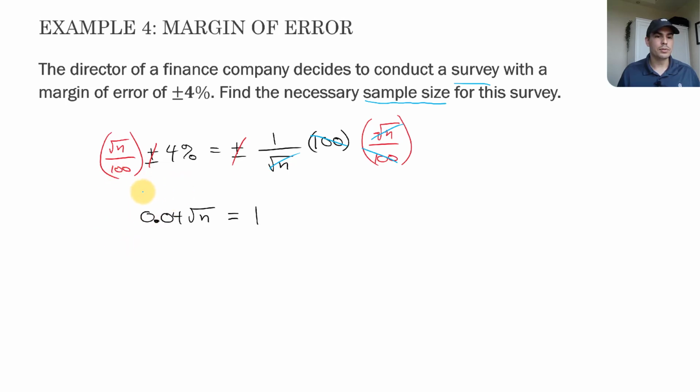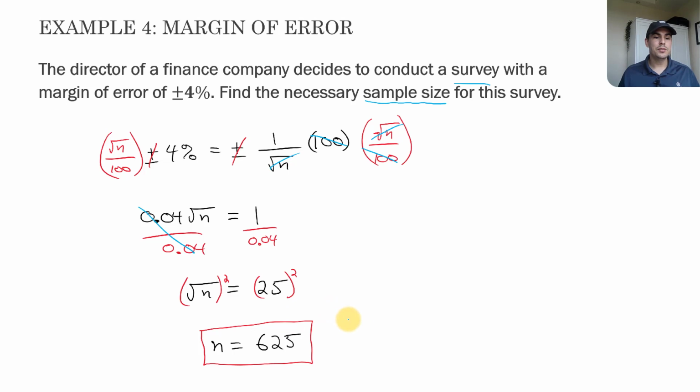And then 4% divided by 100, that's going to be 0.04 times the square root of n is equal to 1. Now I can divide both sides by 0.04. These cancel out here. And I'm left with the square root of n is equal to 25. I square both sides of my equation. And I find that my sample size needs to be 625.